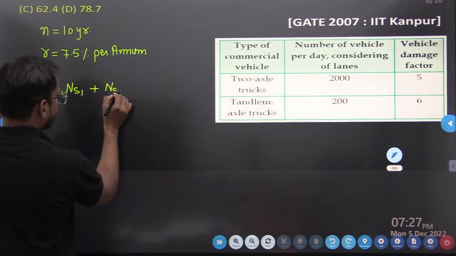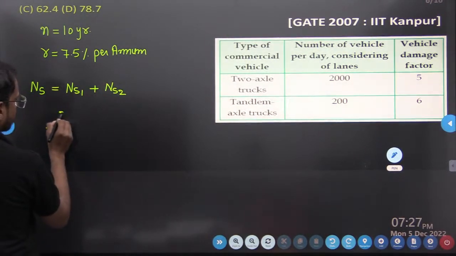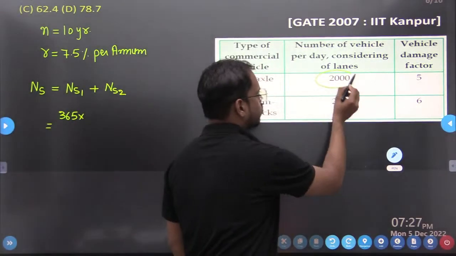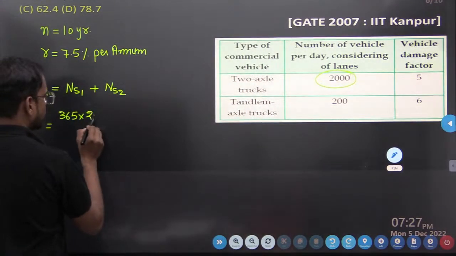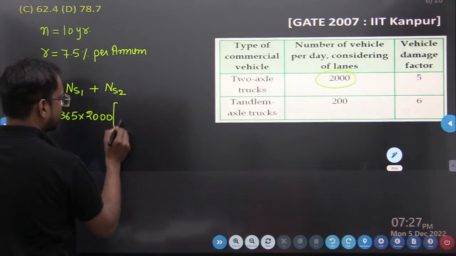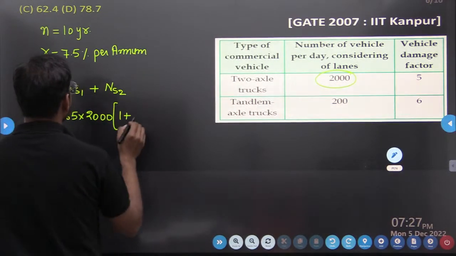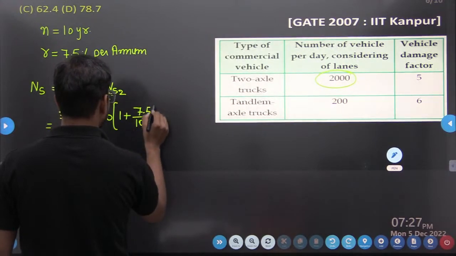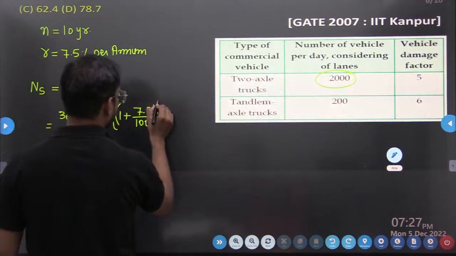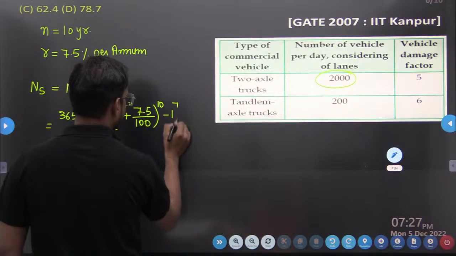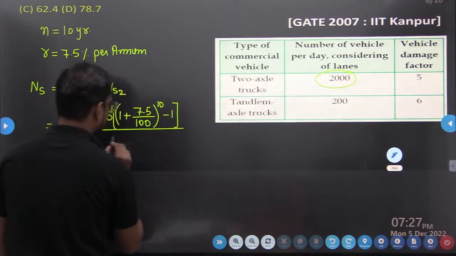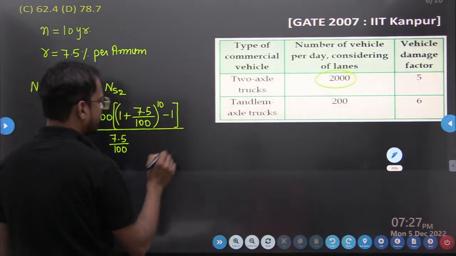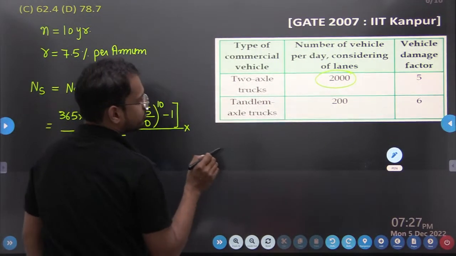Now, how to calculate NS1? NS1 is equal to 365A. What is the value of A? A is equal to 2000, am I right? So this is 2000 times (1 plus R by 100), where traffic growth rate is 1 plus R by 100, that means (1 plus 7.5 dividing by 100) whole raised to power N, N that means 10, minus 1, dividing by R by 100. The value of R by 100 is equal to 7.5 dividing by 100, multiplied by lane distribution factor, which is 1.